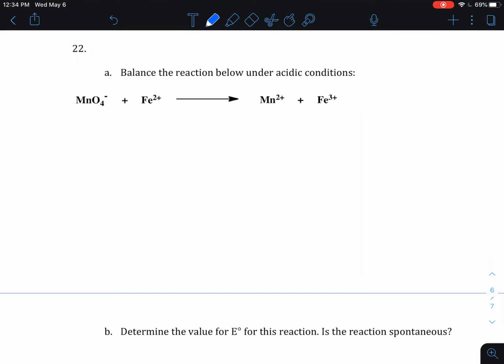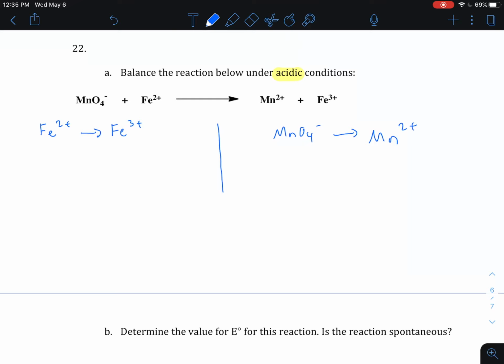Okay, last one. Looks like we're answering all sorts of questions about this redox equation. So we're going to balance it under acidic conditions first. Let's do that. I'll separate the two. So I've got iron 2 making iron 3.